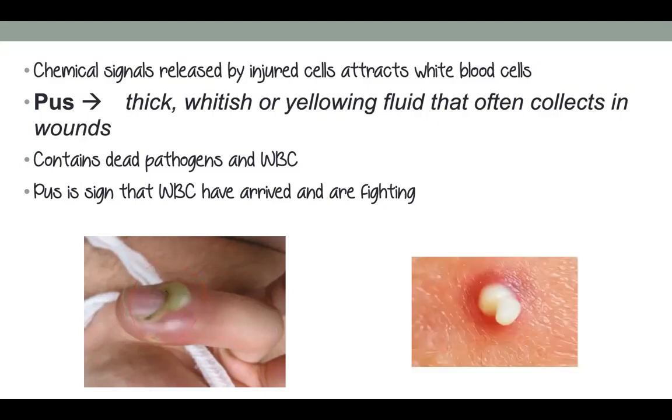And of course, we have the good old pimple, which is the same thing. Just a buildup of bacteria and white blood cells that clog up a pore and form the pimple.